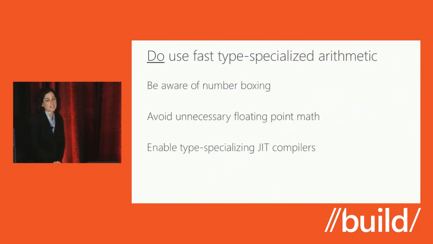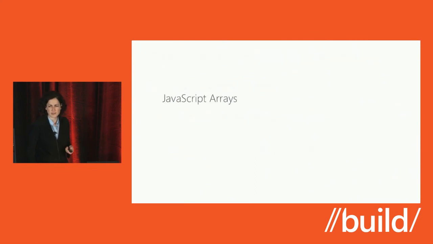So in terms of fast type-specialized arithmetic, be aware of number boxing, avoid unnecessary floating point math, and enable type-specializing JIT compilers. Now, JavaScript arrays.